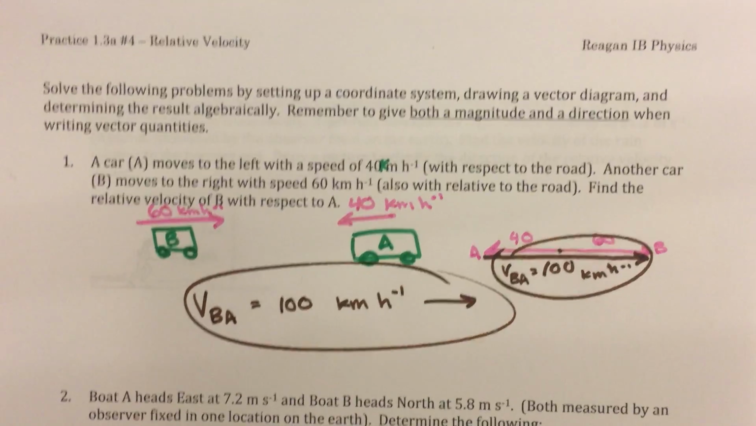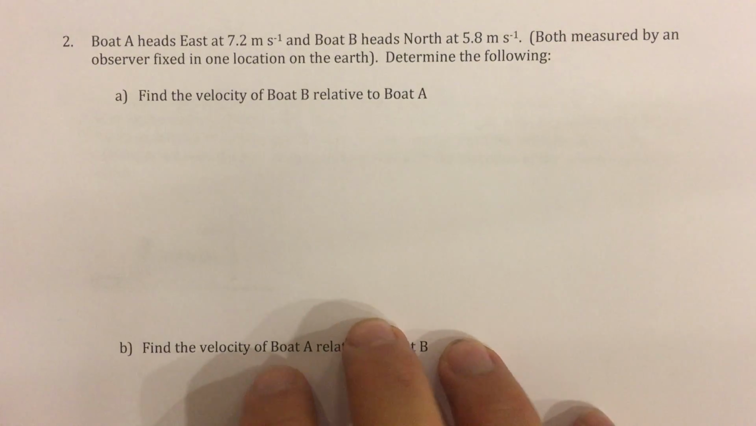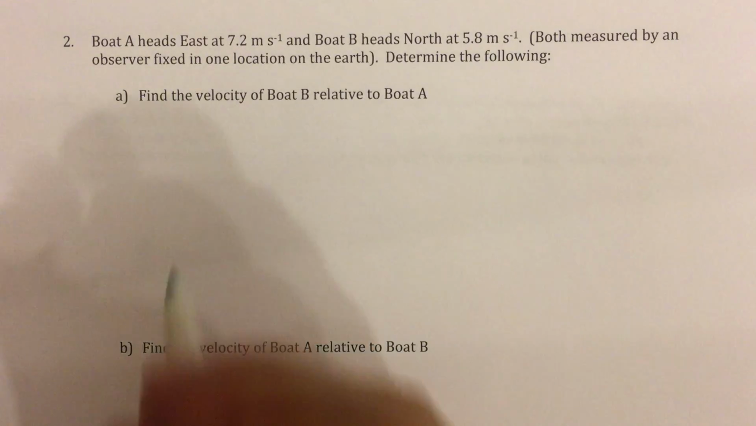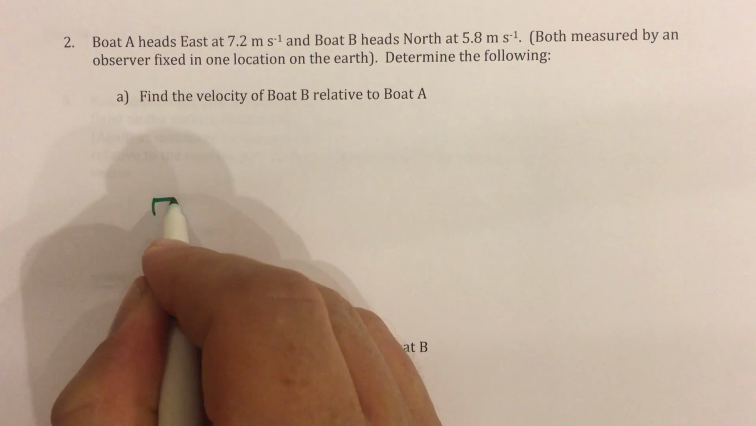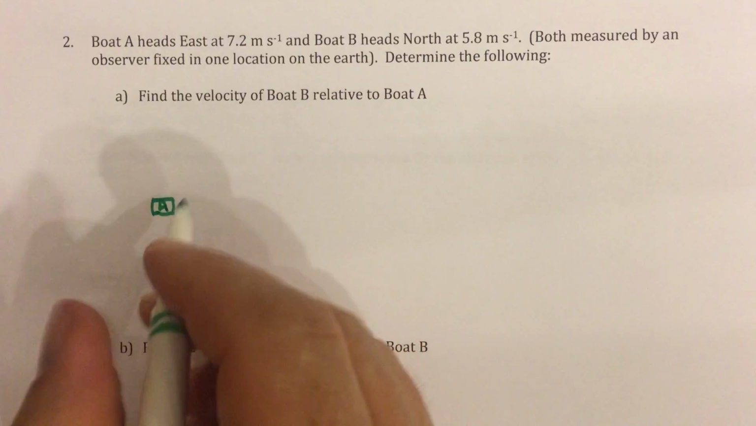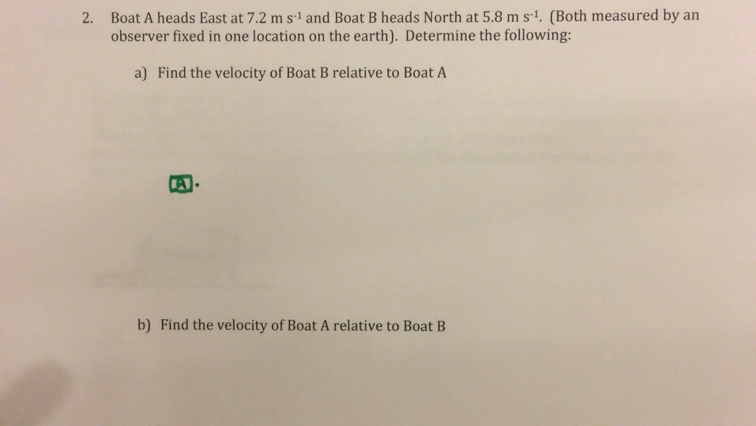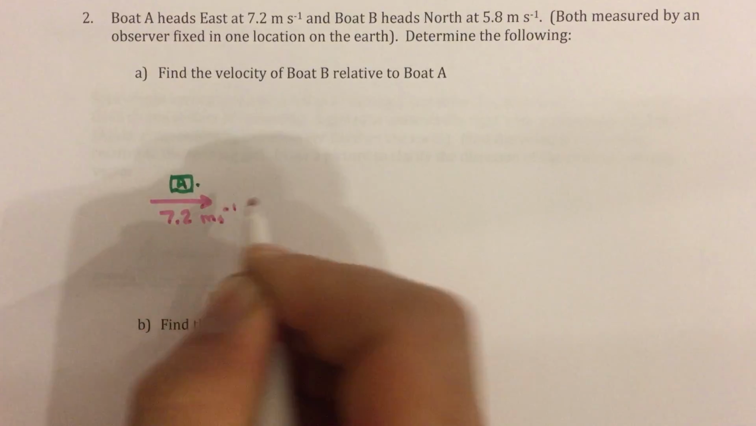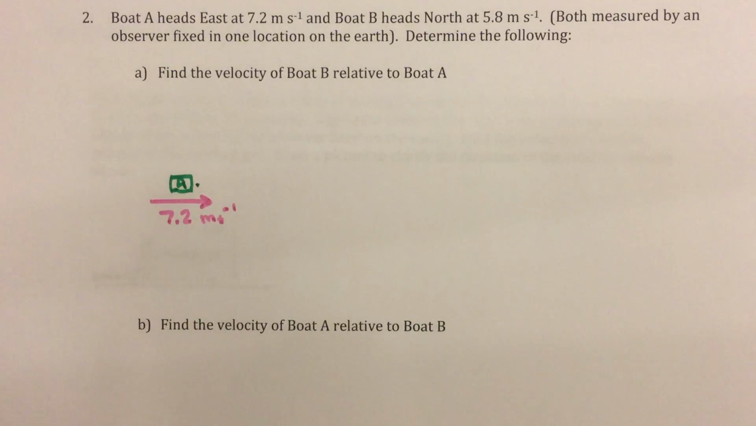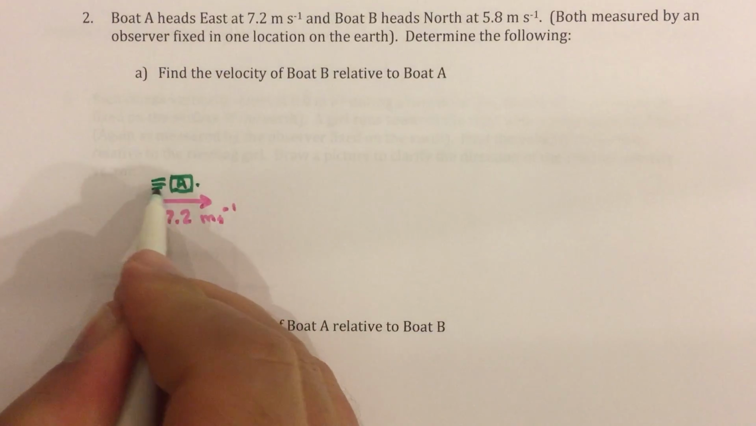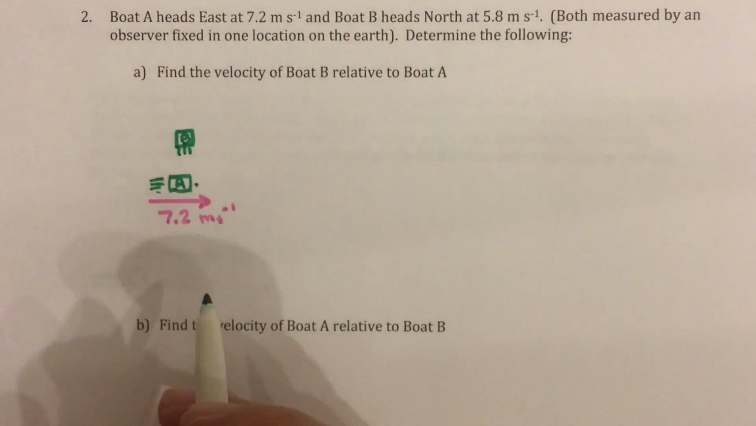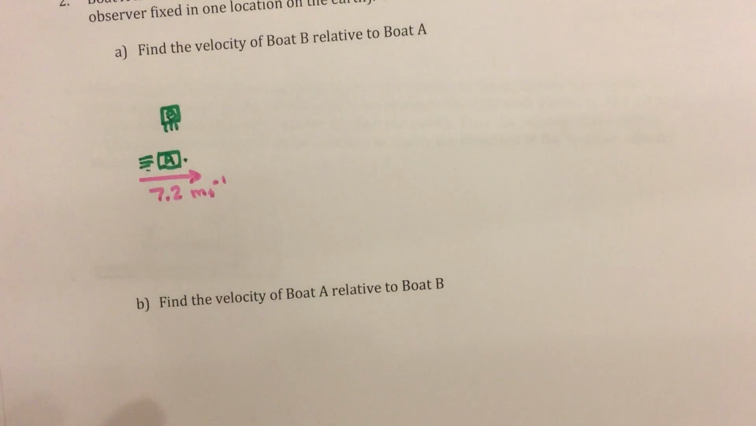Next up, boat A heads east at 7.2 meters per second. Boat B heads north at 5.8 meters per second. So this guy is kind of trucking that way. Boat B is kind of heading north here. It's going 5.8 meters per second.